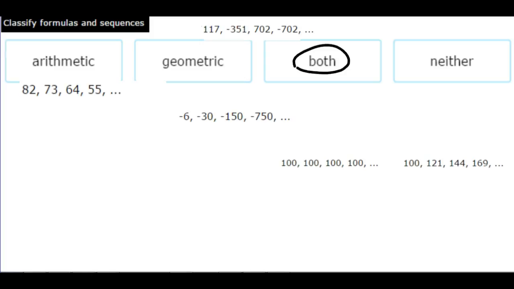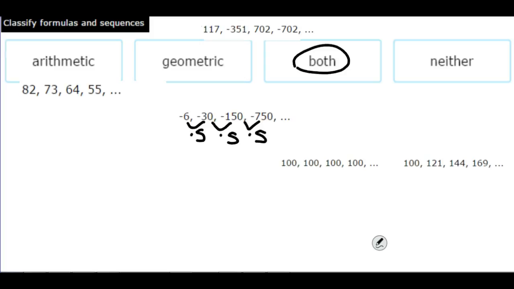When we look at this, going from negative 6 to negative 30, we're either thinking or writing or making a note that we would have to multiply by 5 to get to negative 30. So then we think, okay, would I be multiplying by 5 to get to negative 150 from negative 30? And the answer is yes. And then am I multiplying by 5 to get to negative 750 from that negative 150? And the answer is yes. So when you see that you're multiplying by 5 each time, that's your common ratio. And this sequence, this list of numbers, fits in the geometric sequence column.